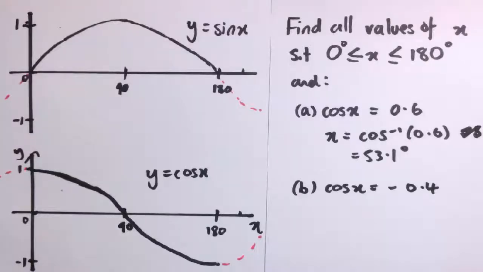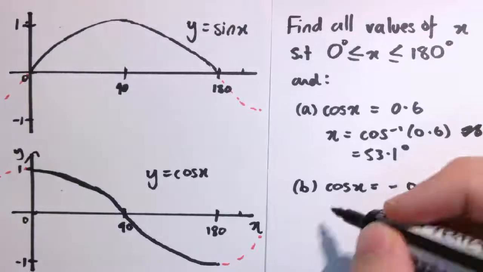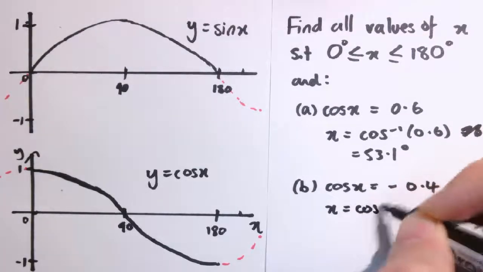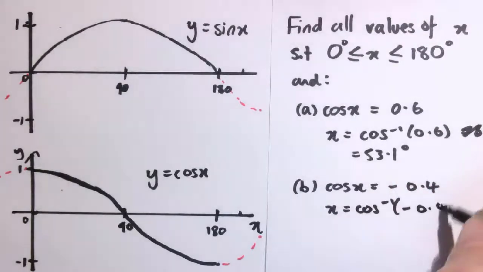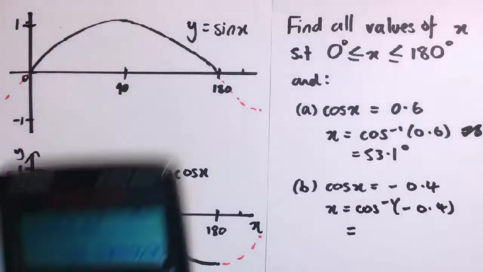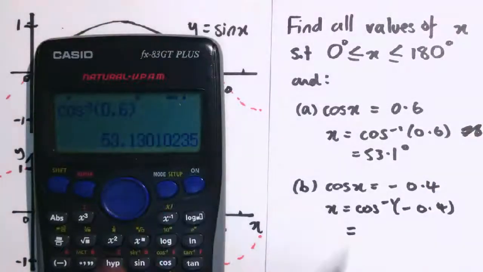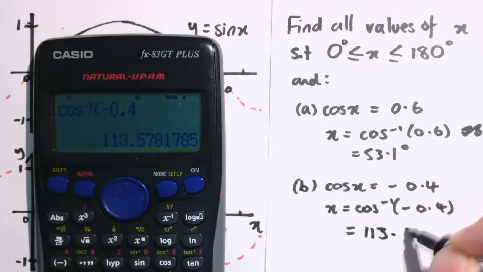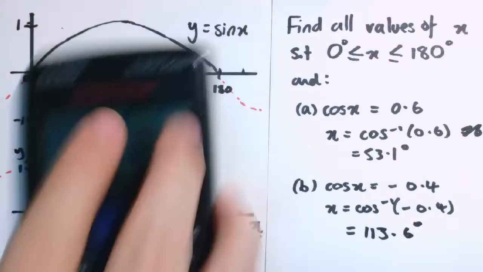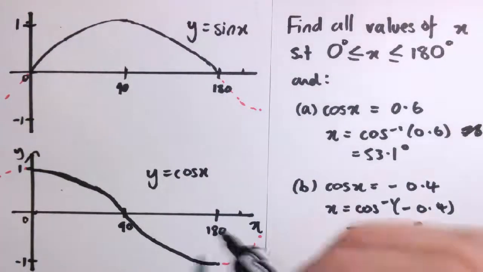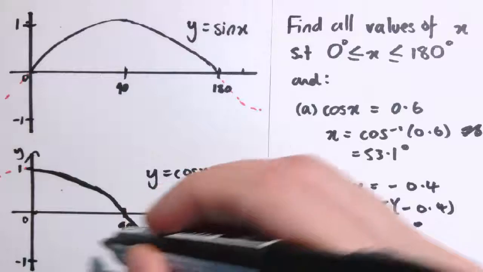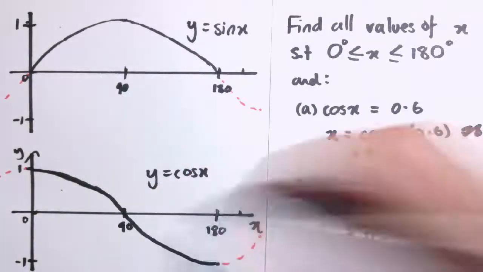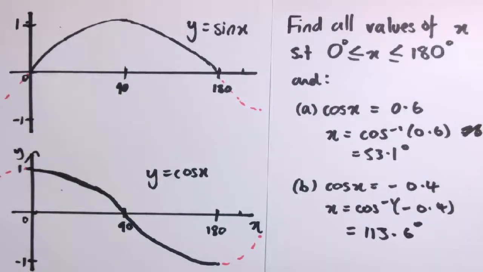Similarly, if I wanted to solve cos x equals minus 0.4, I would do x equals cos inverse of minus 0.4 and put that into the calculator. Shift cos minus 0.4, and that gives us 113.6 degrees, just doing these to one decimal place. Again, that seems sensible with the graph here. That's a value where cos is minus 0.4. It's going to be somewhere between 90 and 180, and that's what we've got here.